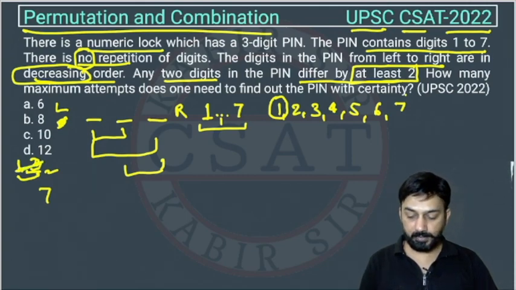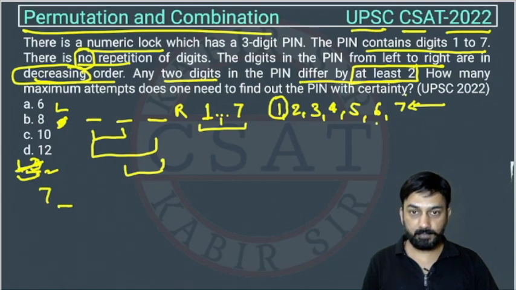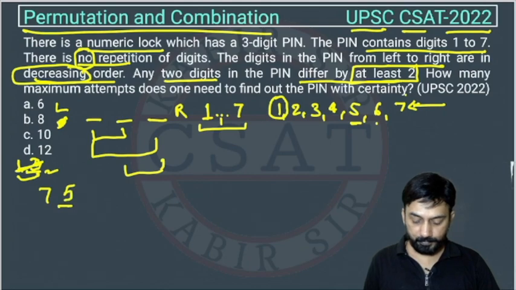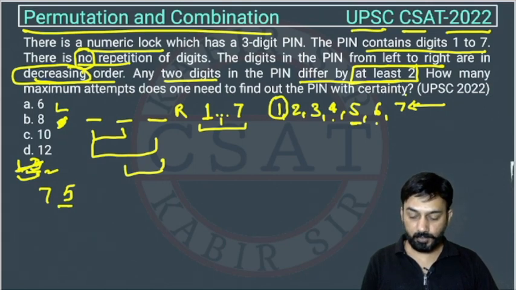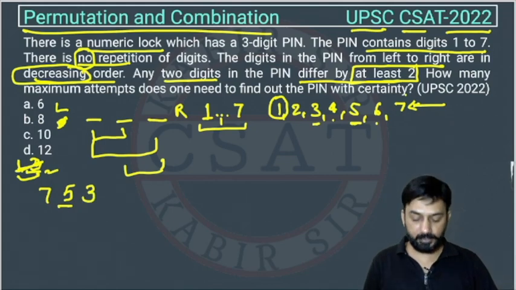So we start with 7, from the back side. If this is 7, then the next digit cannot be 6 because the difference will be less than 2. So the second digit can be 5. Now after 5 the digit cannot be 4 because the difference should be 2. So the next digit can be 3. So one password can be 753. Similarly we have to generate the passwords.